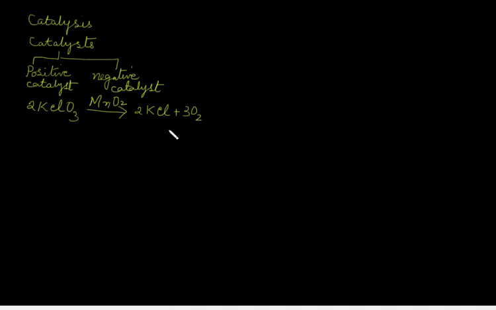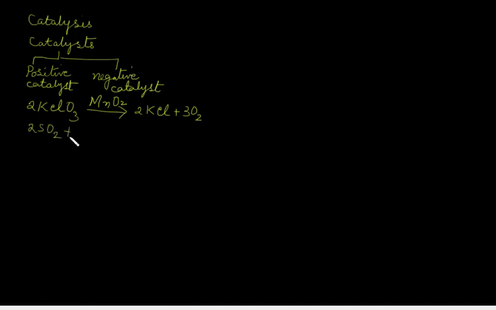This reaction you are familiar with. In your smaller classes, you have learned this reaction for laboratory preparation of oxygen. Dissociation takes place when potassium chlorate is heated.